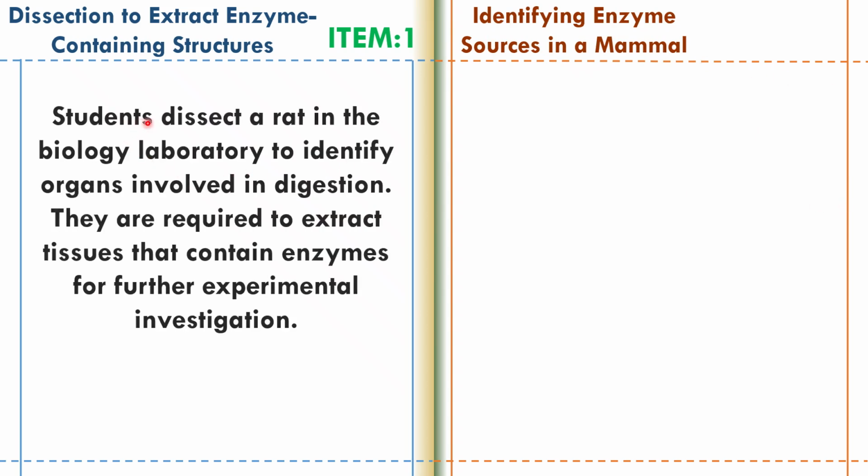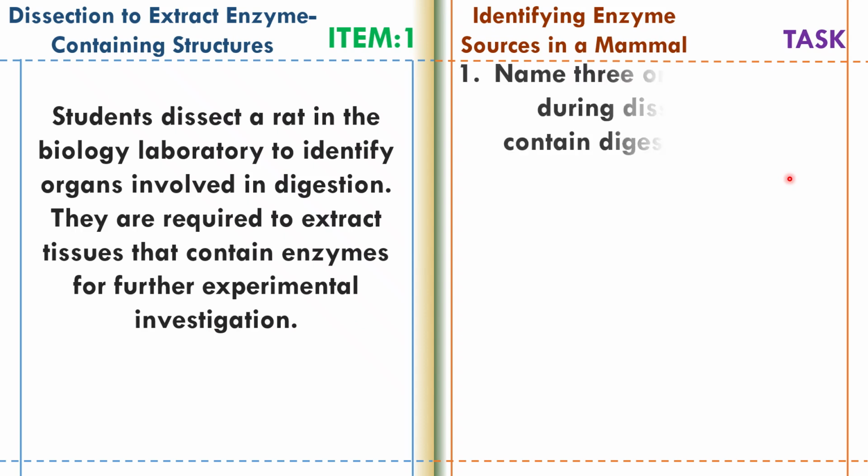Dissection to extract enzymes containing structure. Item 1. Identifying enzyme sources in a mammal. Students dissect a rat in a biology laboratory to identify organs involved in digestion. They are required to extract tissues that contain enzymes for further experimental investigation.